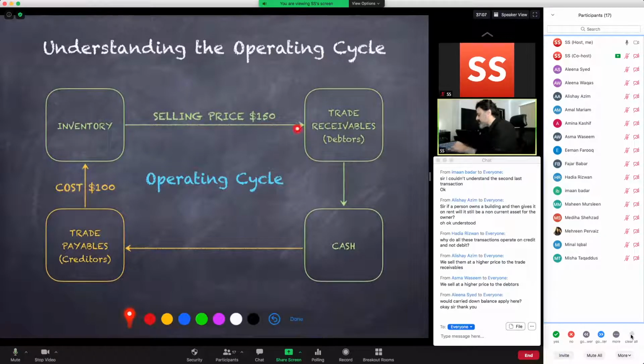The next successful completion of this operating cycle, you'll make another $50 of profit. And this cycle is going to continue on and on. Every time this cycle completes, it will give you a $50 profit. That's how the operating cycle works. So we understand the mechanics behind the operating cycle. Give me feedback in participants, green check or red cross.